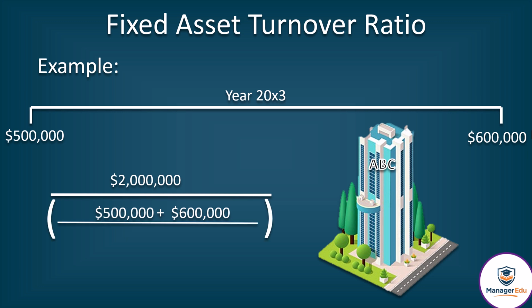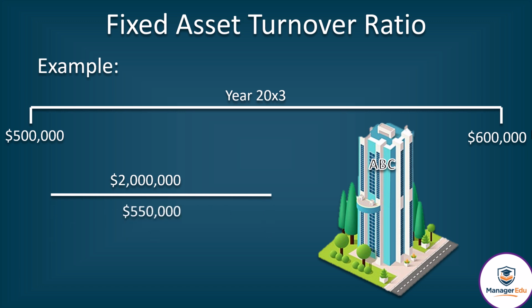Now, divide that by 2. So, $11 lakh divided by 2 equals $550,000. Now we apply the fixed asset turnover ratio formula. Net sales, $2 million, divided by average fixed assets, $550,000, equals 3.64. So, the fixed asset turnover ratio in this example is 3.64.